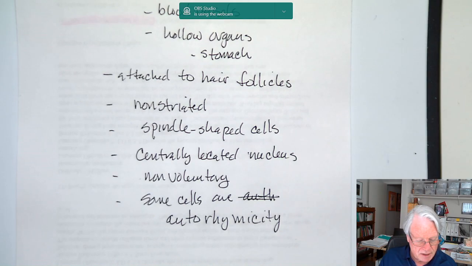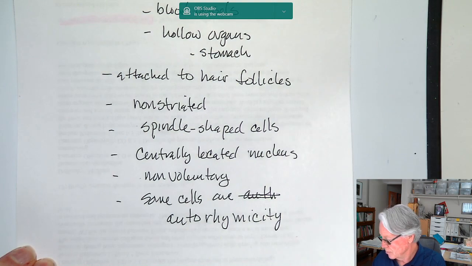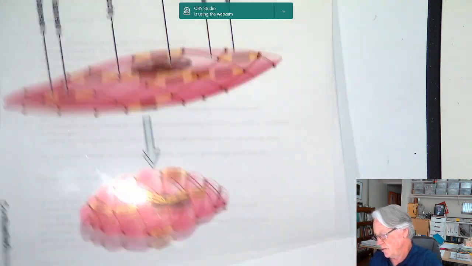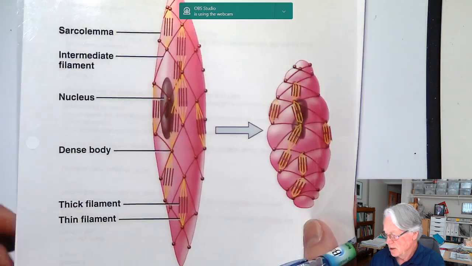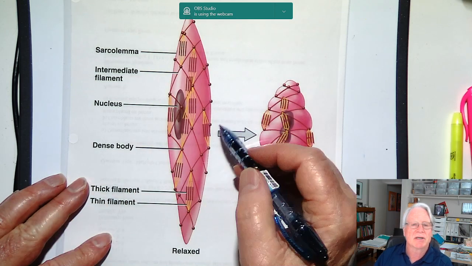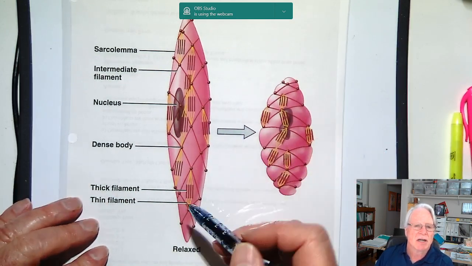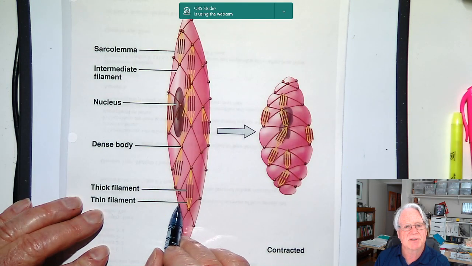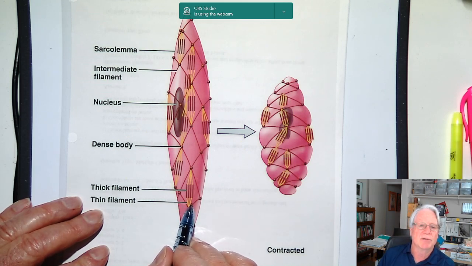Okay. And once again, we can take a look at a couple of pictures. It helps us visualize this. So here's a nice picture of a single cell. You can see the shape. This is what we would call spindle shape. We see that there are no striations. Notice that we have something that they're identifying as thick and thin filaments. We'll be discussing those when we look at skeletal muscle.